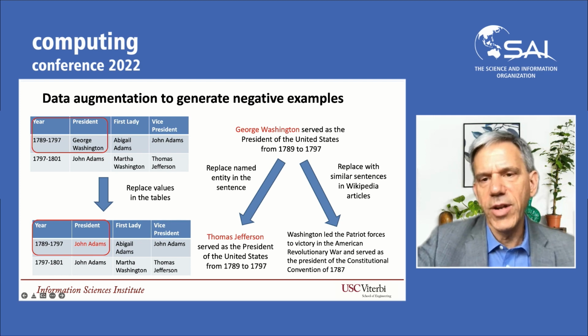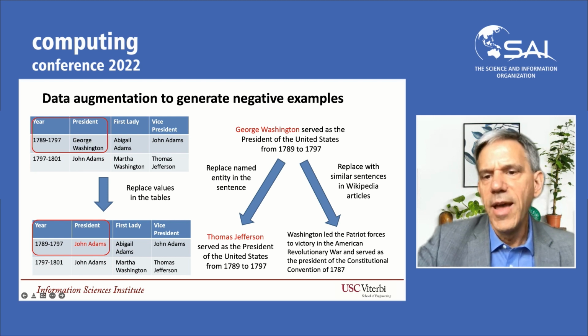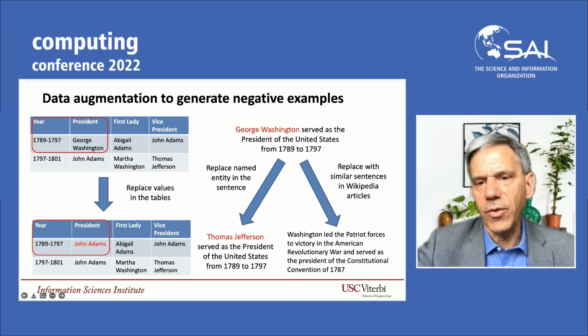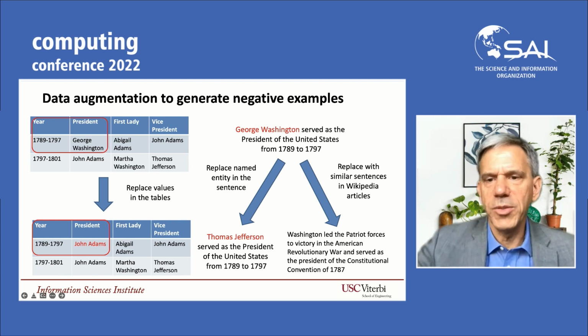And again, another negative example. And then finally, we can take the correct sentence and replace it with a completely incorrect sentence. So just take a different sentence in the same document. Now we can take the sentence that talks about Washington leading the Patriot forces to victory, and make that the sentence that corresponds to the table. And again, that would also be wrong.